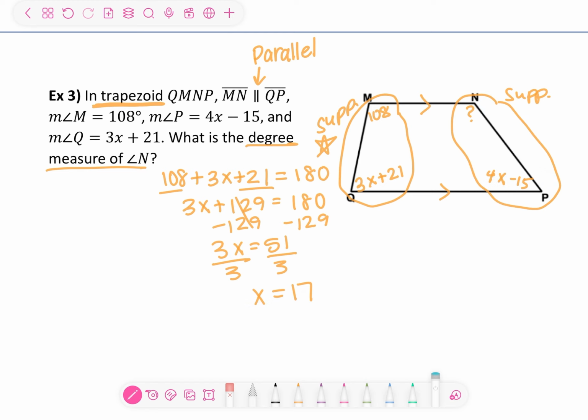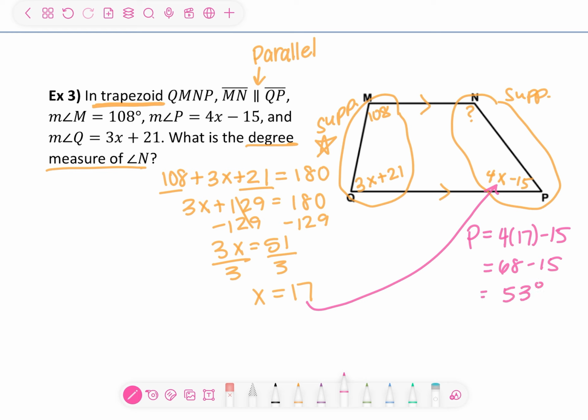Okay, so all we need to do is take that x value and substitute that into angle P. So angle P, I'll just put P equals, just to make it faster, 4 times 17 minus 15. Okay, so let me put that in my calculator. So 4 times 17 is 68 minus 15. And so that's going to be 53 degrees. So that's going to be angle P, 53 degrees.